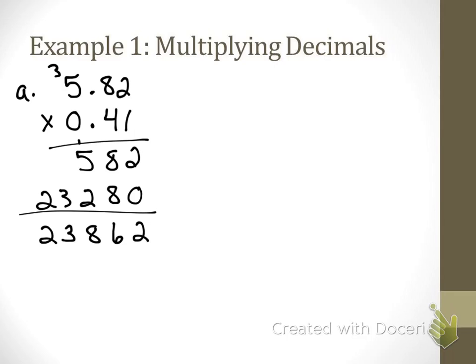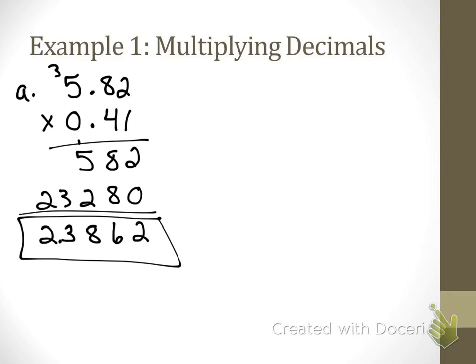Now, how do I know how many decimal places to put in my answer? MJ? How many numbers behind the decimal? Very good. How many numbers behind the decimal of my numbers that I'm multiplying? So I have 2 in the first number, 2 in the second number. That's 4. So I count over 4, and my answer is 2.3862. All right, any questions on that? Any questions on multiplying decimals?